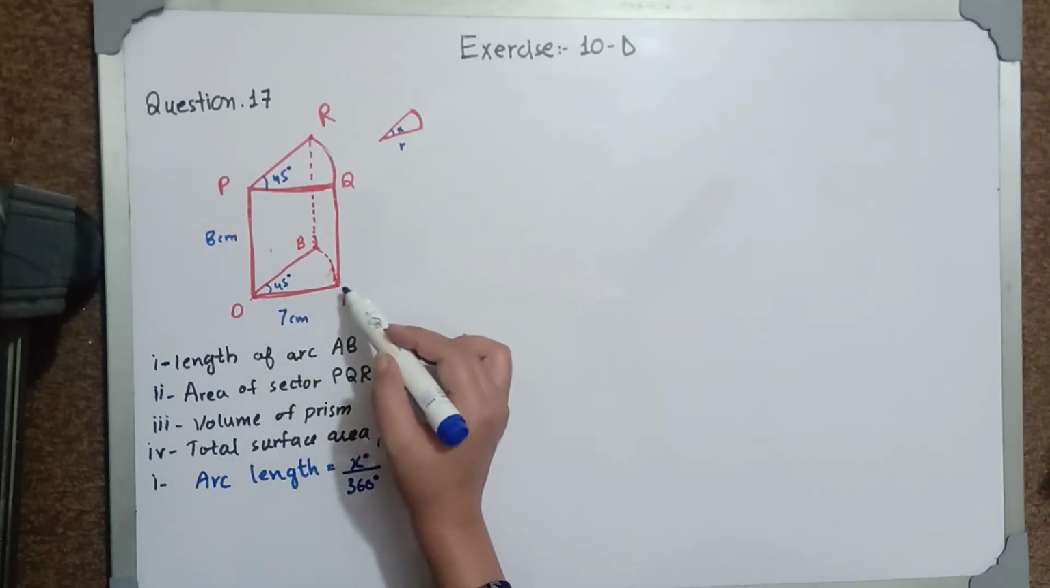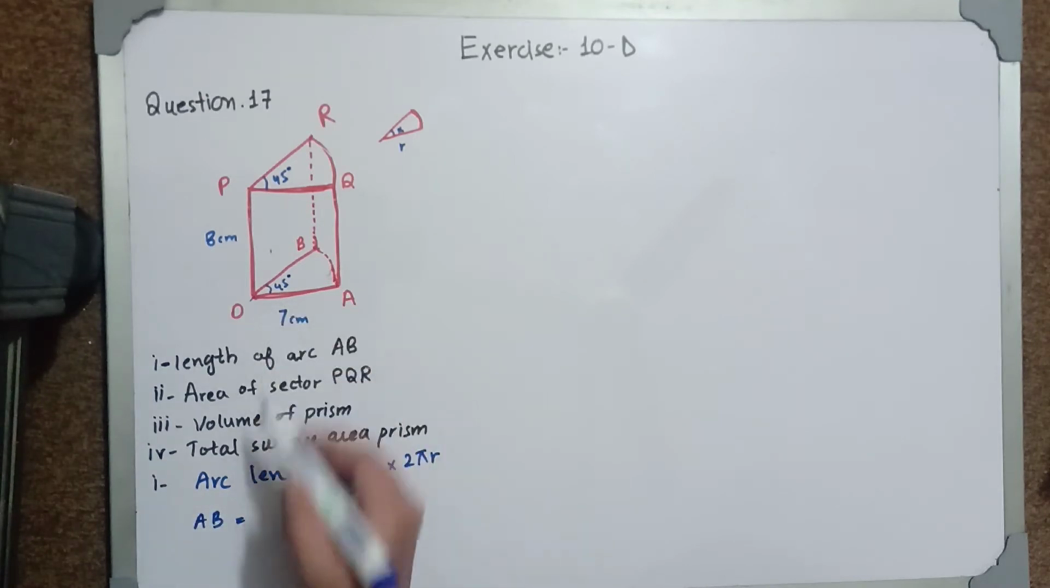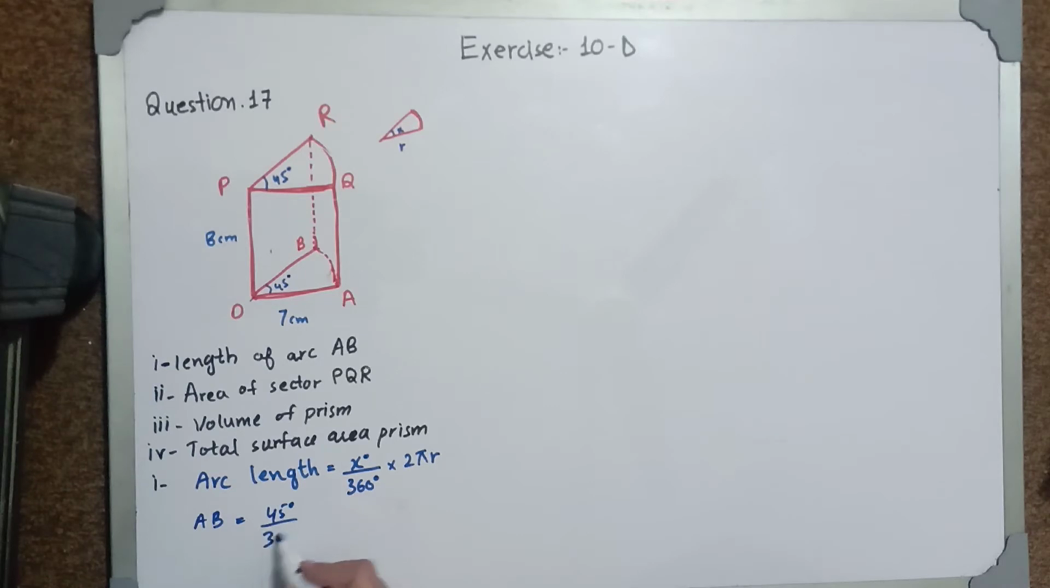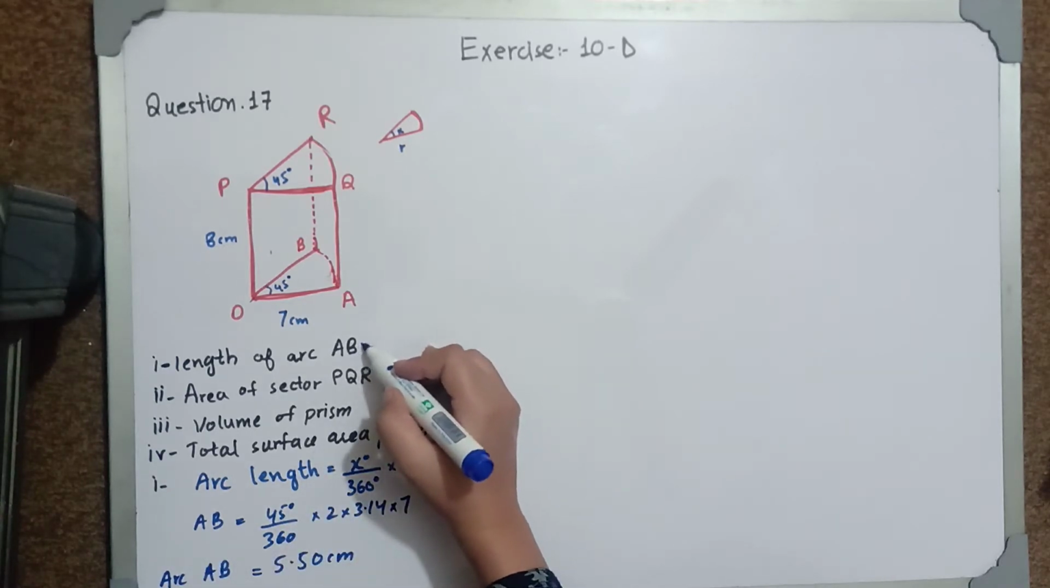And we know the value of r too, so we can easily find the value of arc length in this case, which is AB. So we can write here that AB is equals to x is 45-degree over 360 into 2, we know pi is 3.14, into r is equals to 7. So on solving this, you will get AB equals to 5.50 centimeter. Arc AB. So we just completed this part 1.